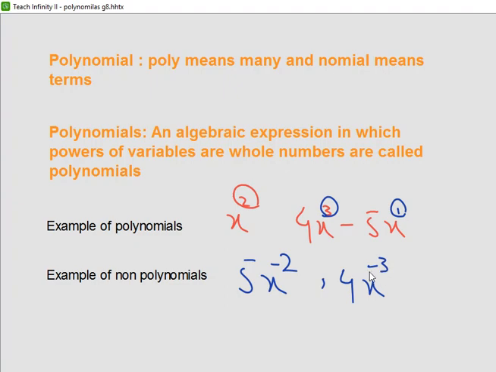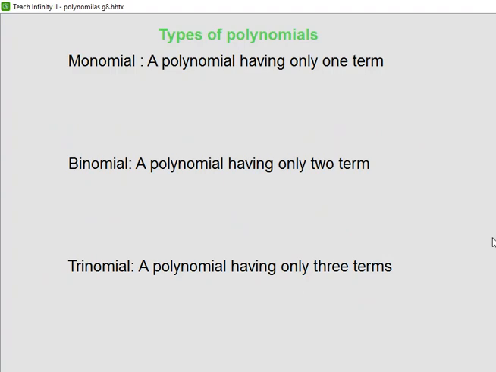Okay, so I think you got it. The algebraic expressions in which the powers of variables are whole numbers are called polynomials. Okay, now types of polynomial.